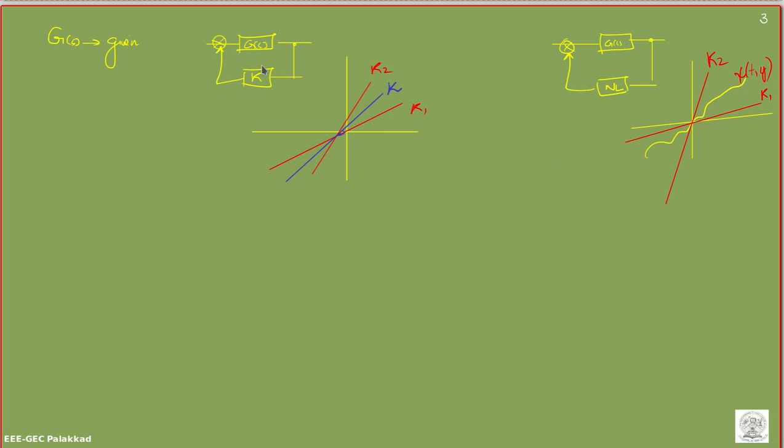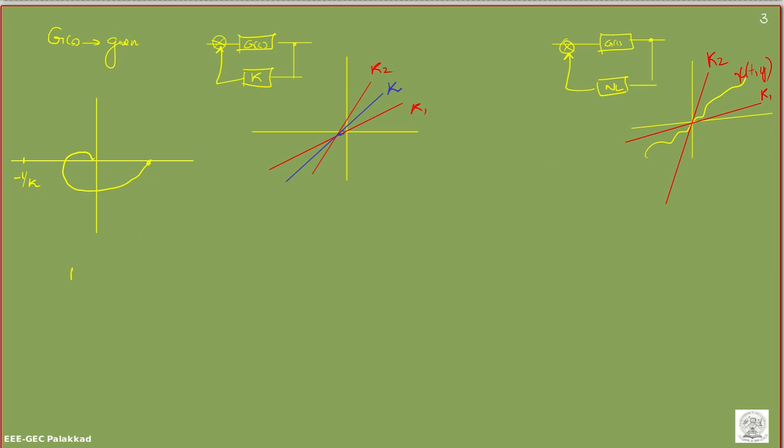For this linear system, how do we assess stability using the Nyquist criterion? What does the Nyquist criterion say? If G(s) is Hurwitz, that means G(s) does not have any poles on the right of the imaginary axis, then the Nyquist plot should not encircle the minus 1 by K point, so that Z would be equal to 0.